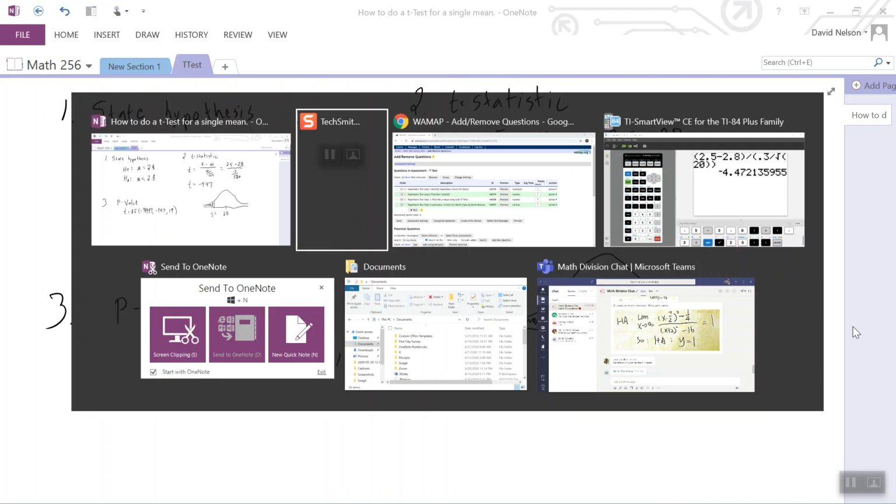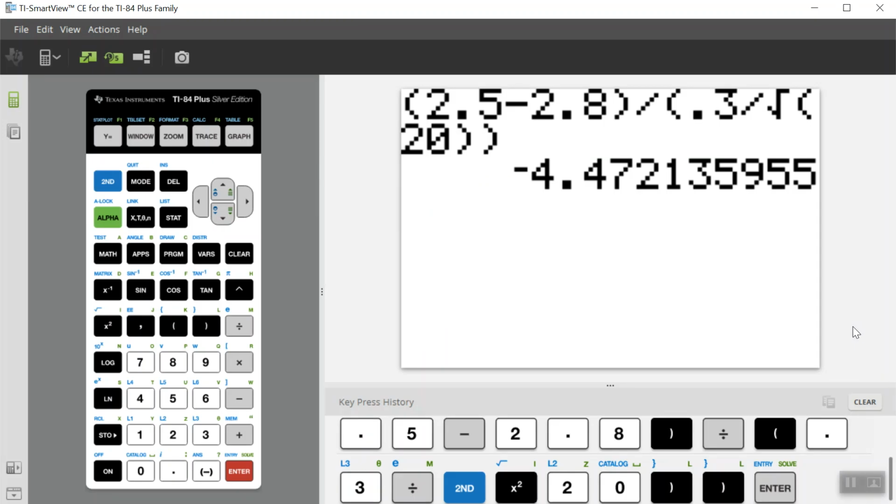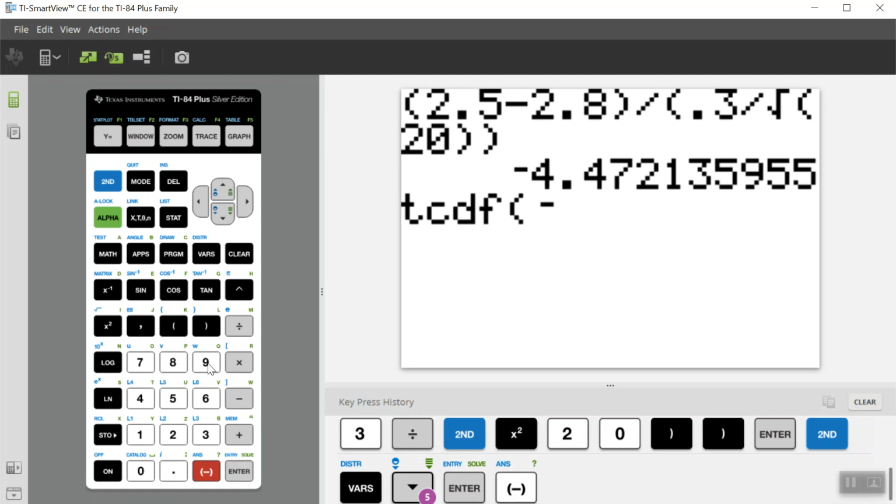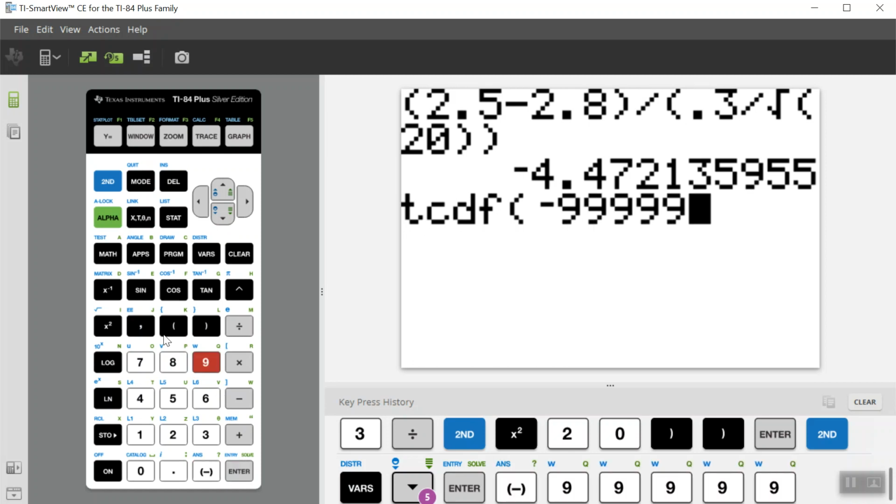So let me hop over to my calculator here. There's our calculator, and there was the t-value we just calculated. You can find the tCDF under the distributions, up above the variables. It's a second function, so I use 2nd to get there. 2nd, distribution, and there it is. It's the 6th option down, tCDF. And I need to go from negative infinity, so I just like to put in a negative with a bunch of 9s. There's more area in the curve on the t distribution out in that left-hand tail, so you want to make sure your infinity is a bigger number.